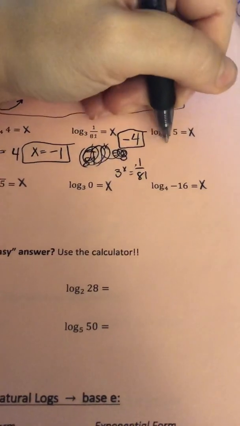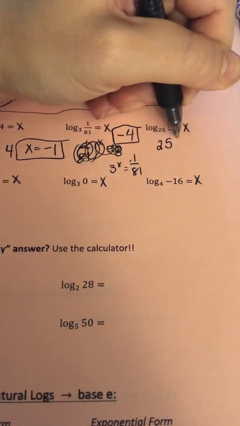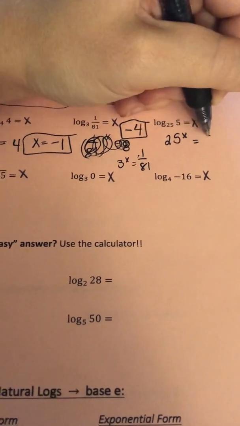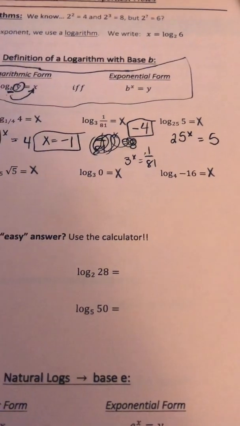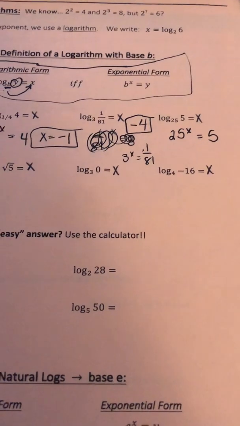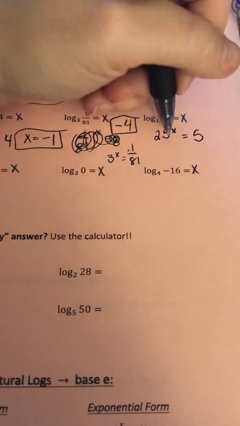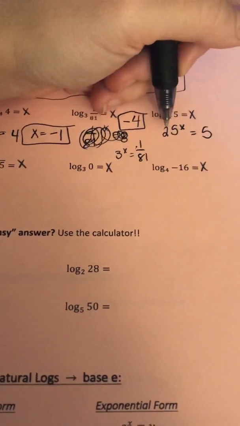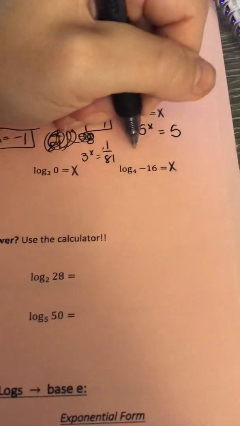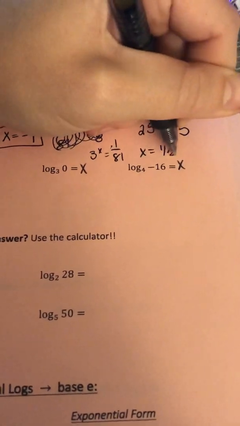Okay, so let's take 25 to the x and make it 5. In order for us to get 25 and make 5, our fraction, we know that the square root of 25 would be 5, and that would mean that x would have to be 1/2.